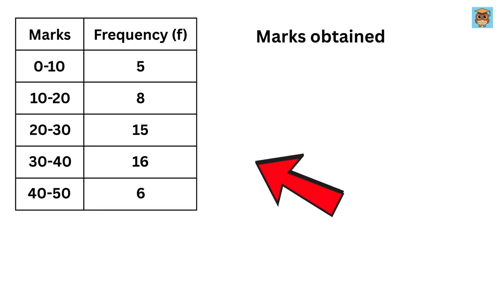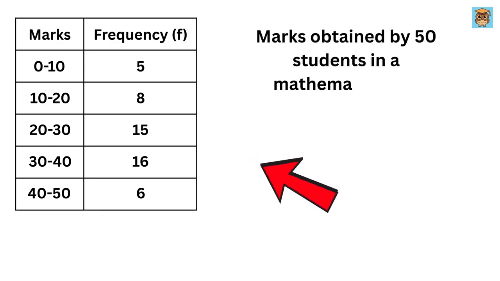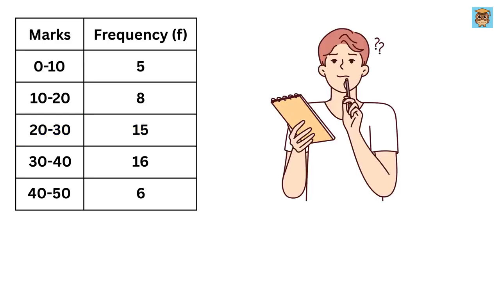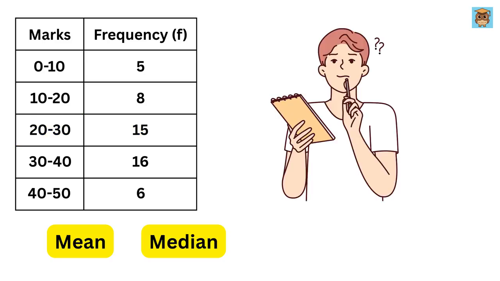The following table displays the marks obtained by 50 students in a mathematics test, with the marks grouped into class intervals. The frequency column F indicates the number of students who scored within each interval. For example, 5 students scored between 0 and 10 marks, 8 students scored between 10 and 20 marks, 15 students scored between 20 and 30 marks, and so on. Our task is to find the mean, the median, and the mode of this distribution.